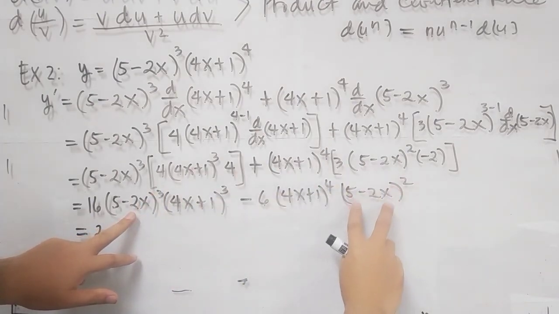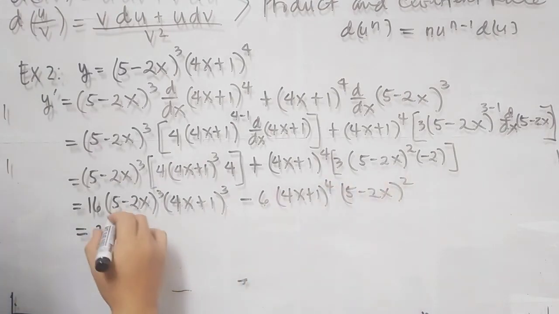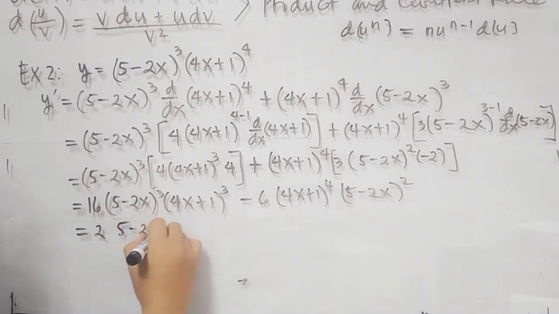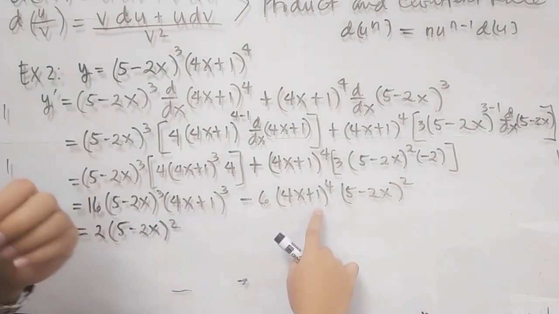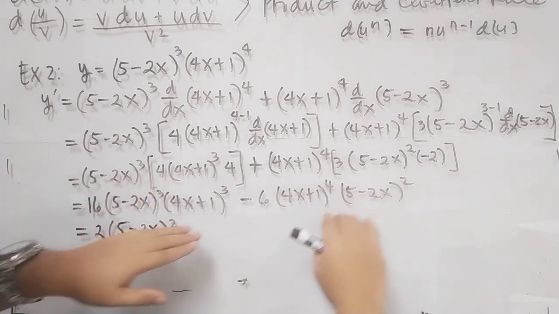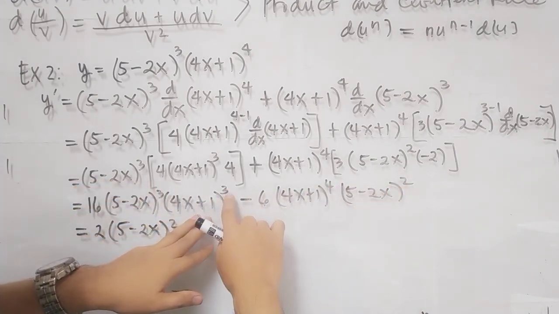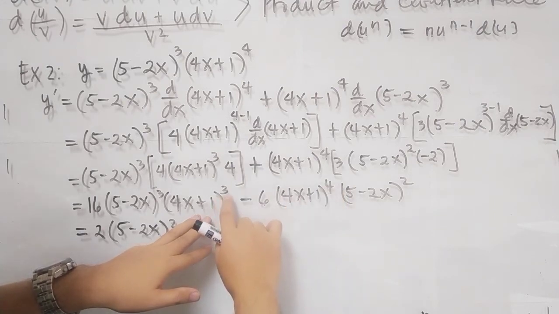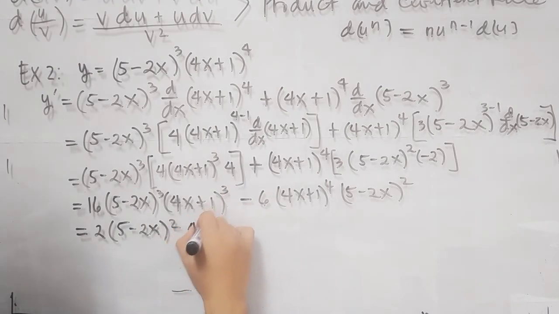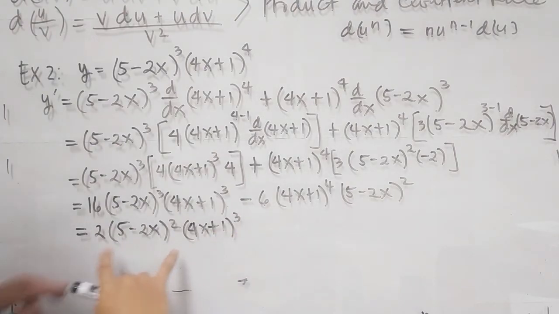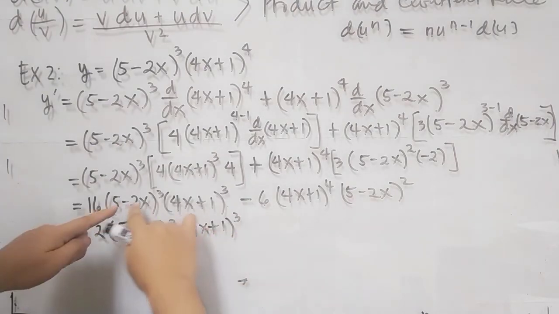So I will copy this 5 minus 2x with the exponent of 2. So I will copy 5 minus 2x raised to 2. Okay? And then 4x plus 1, 4x plus 1. Both terms have 4x plus 1. This one is 3, this one is 4. So I will copy this one, 4x plus 1 raised to 3. Okay, these are the common factors of this group.